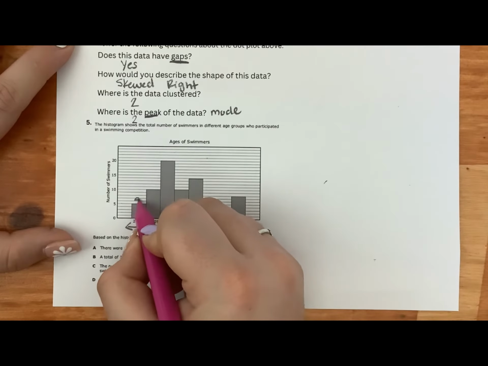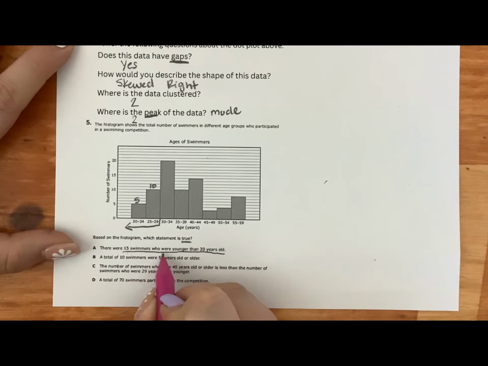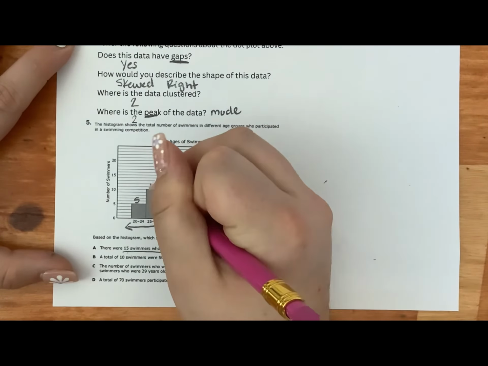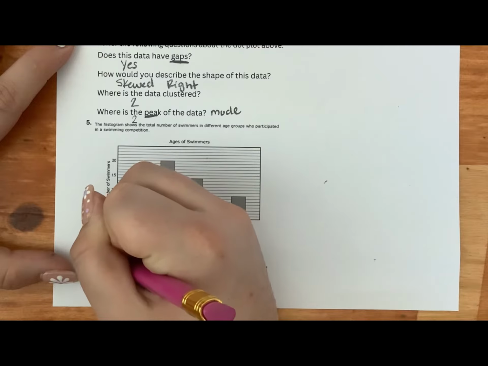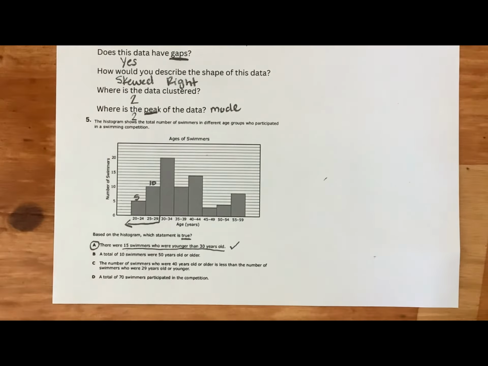There's 5 here and 10 here. So 15 swimmers who were younger than 30. That is true, because 10 plus 5 equals 15. So A is correct, but let's go ahead and check the rest just to make sure.